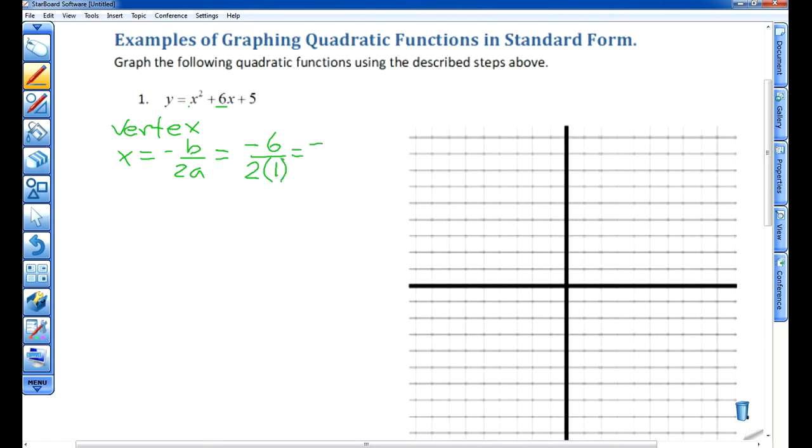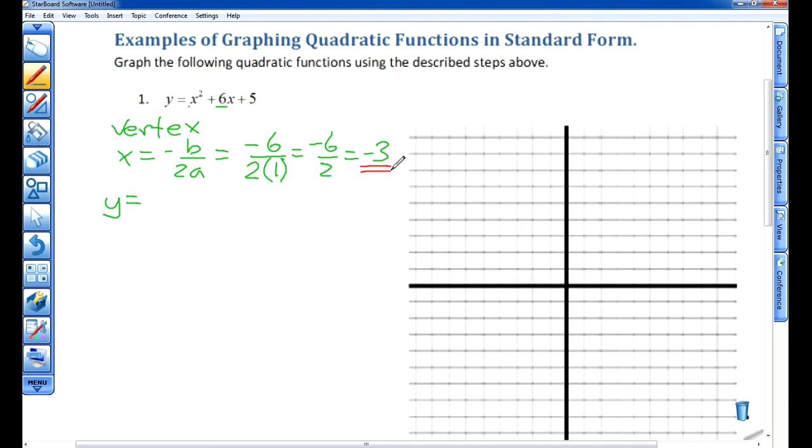So this gives us negative 6 over 2, which finally gives us a value of negative 3. So the x-coordinate of our vertex is negative 3. Now you recall, hopefully, from how to calculate the vertex that in order to calculate the y value of the vertex, it's as simple as taking what you just found to be your x coordinate of your vertex and plugging that into your equation.